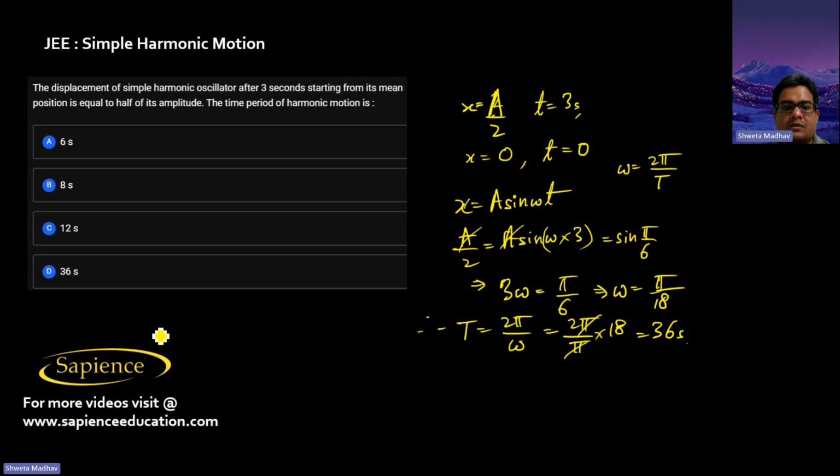So therefore, the time period of the harmonic motion is 36 seconds. So option D is the correct answer.